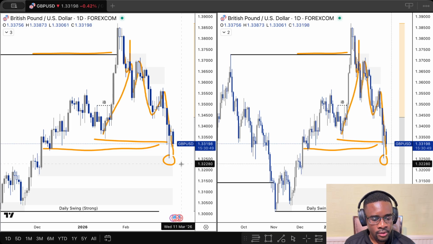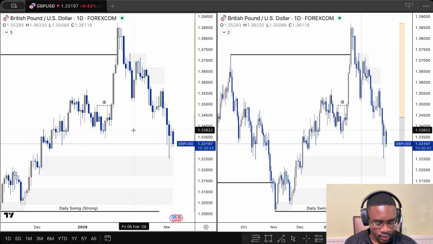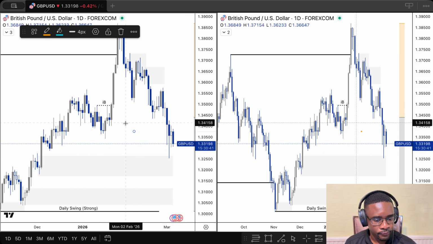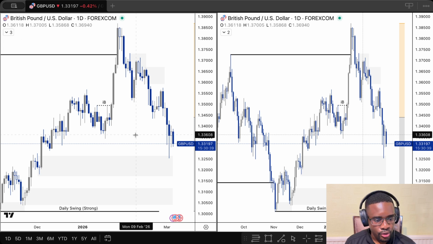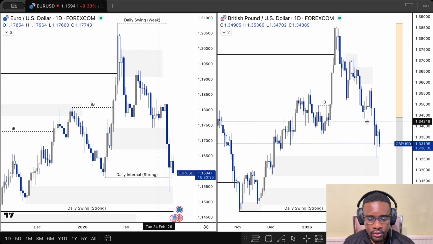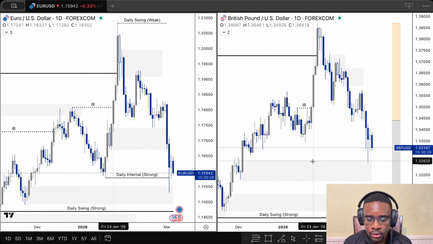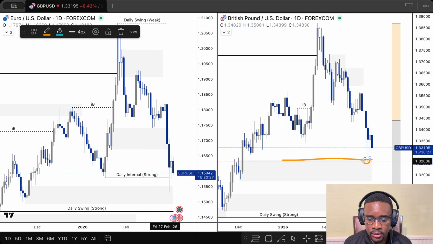Bearish. Sorry, this is the British pound, not the Euro USD. Duplicated my charts. Okay, so this is on the GBPUSD. So we did mitigate this demand, and then we've had a reaction. Okay, and now price still looks like it wants to continue down.